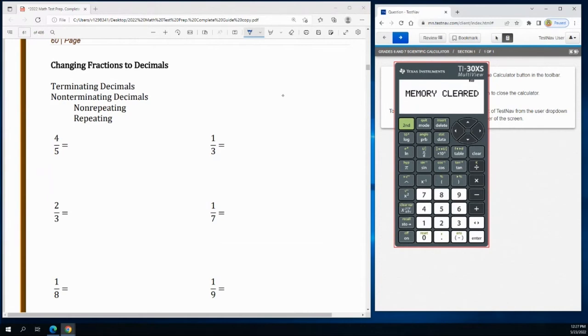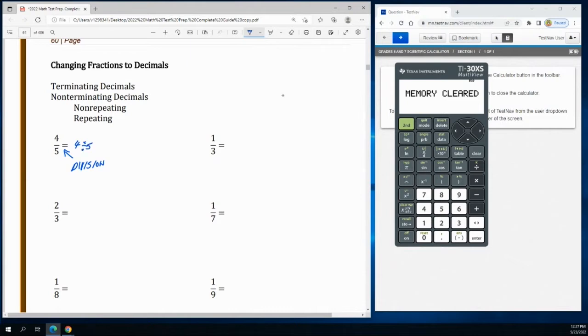Changing fractions to decimals. When we're changing fractions to decimals, it would be helpful to have our calculator up so that we can actually type these in and see what the calculator is giving us. So again, if you want to call these fractions, that's fine. But I always remind my students that these are division problems, where that's 4 divided by 5.